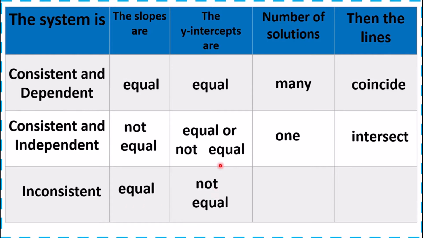So, observe the difference. Pag consistent and dependent, equal yung slope, equal din dapat yung y-intercept, both are equal. Then, pag consistent and independent naman, yung slopes automatically ay not equal, then malalaman na natin na yung system natin ay consistent and independent without looking sa ating y-intercept. Kasi yung y-intercept, ang condition ay pwedeng maging equal or not equal. Then, pag inconsistent naman, yung slopes natin ay equal, then ang y-intercept not equal. So, number of solutions, no solution kasi ang line natin ay parallel line. Pag parallel line, they never meet at a point. So, they have no solution.